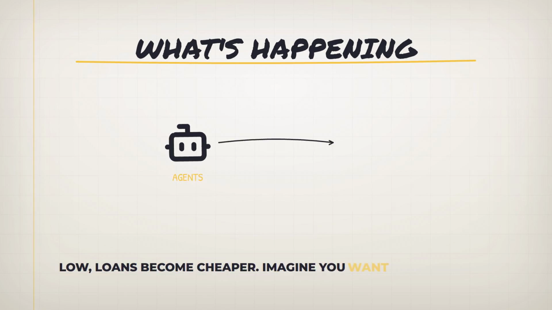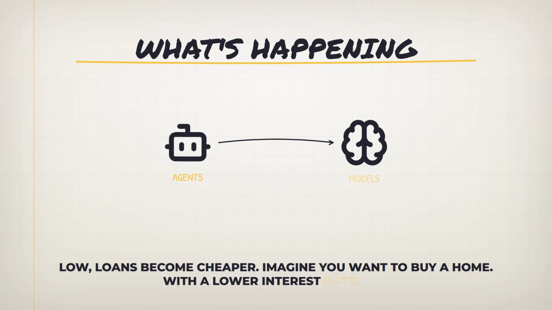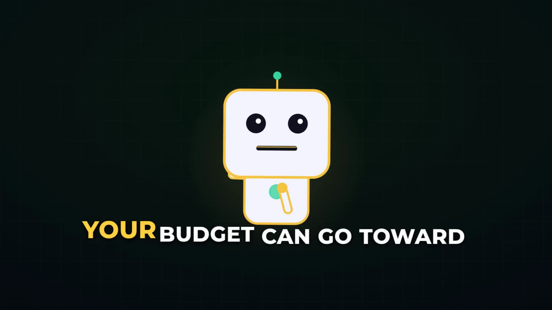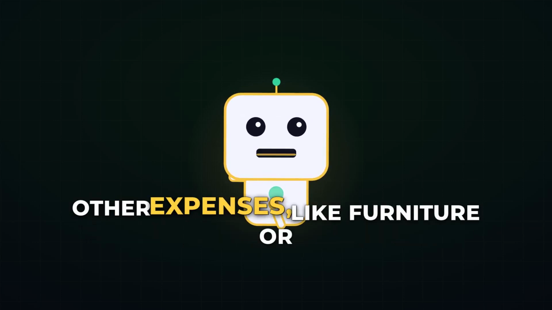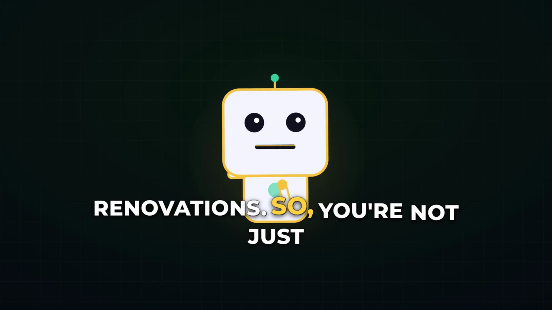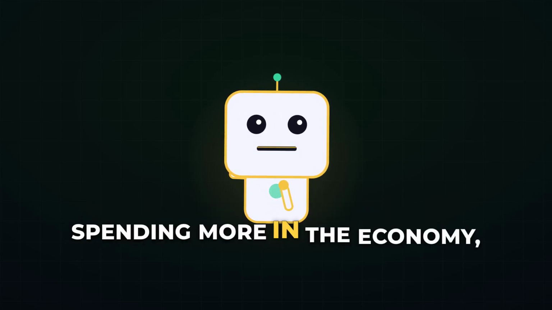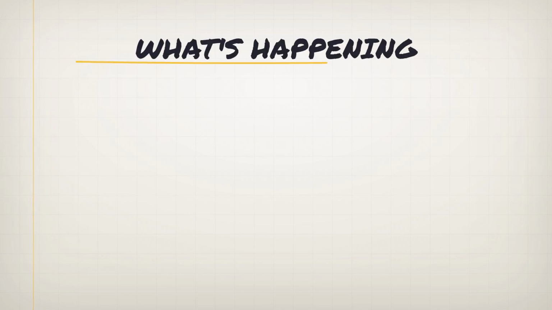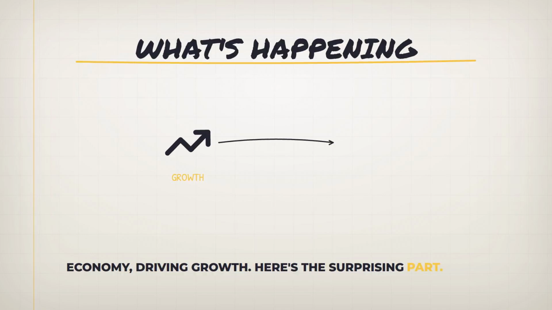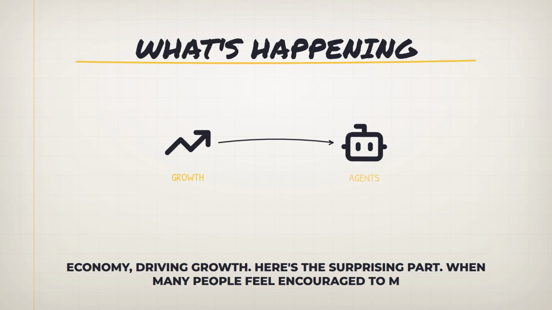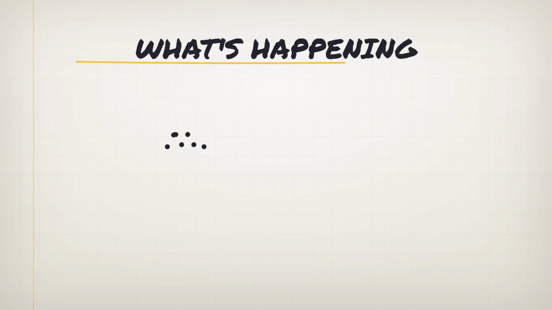Imagine you want to buy a home. With a lower interest rate, your monthly mortgage payment decreases because you're paying less in interest. This means more of your budget can go toward other expenses, like furniture or renovations. So, you're not just buying a house, you're also spending more in the economy, driving growth. Here's the surprising part. When many people feel encouraged to make these kinds of purchases, it creates a ripple effect throughout the economy.